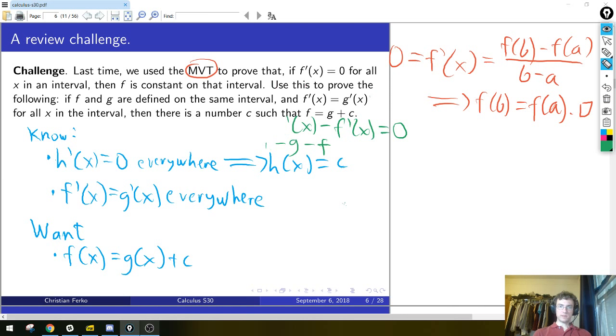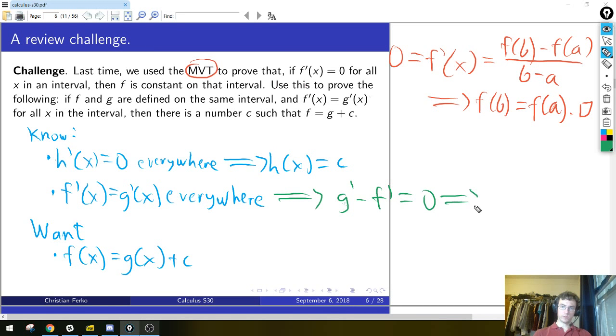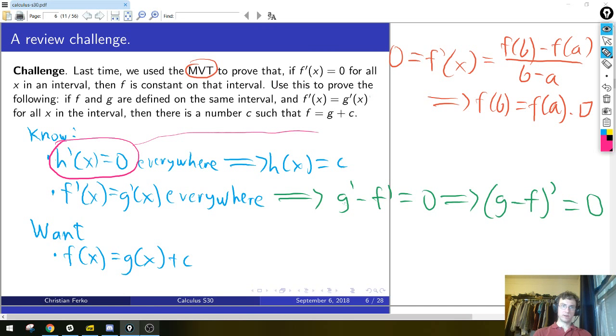The reason for this is that, as you told me, this means g prime minus f prime equals 0. So that means the function, by linearity, g minus f whole function prime equals 0, right? And now we just match that onto our definition here. We're looking for a function whose derivative is 0 everywhere, and the function g minus f has that property, that g minus f derivative is 0 everywhere, right?